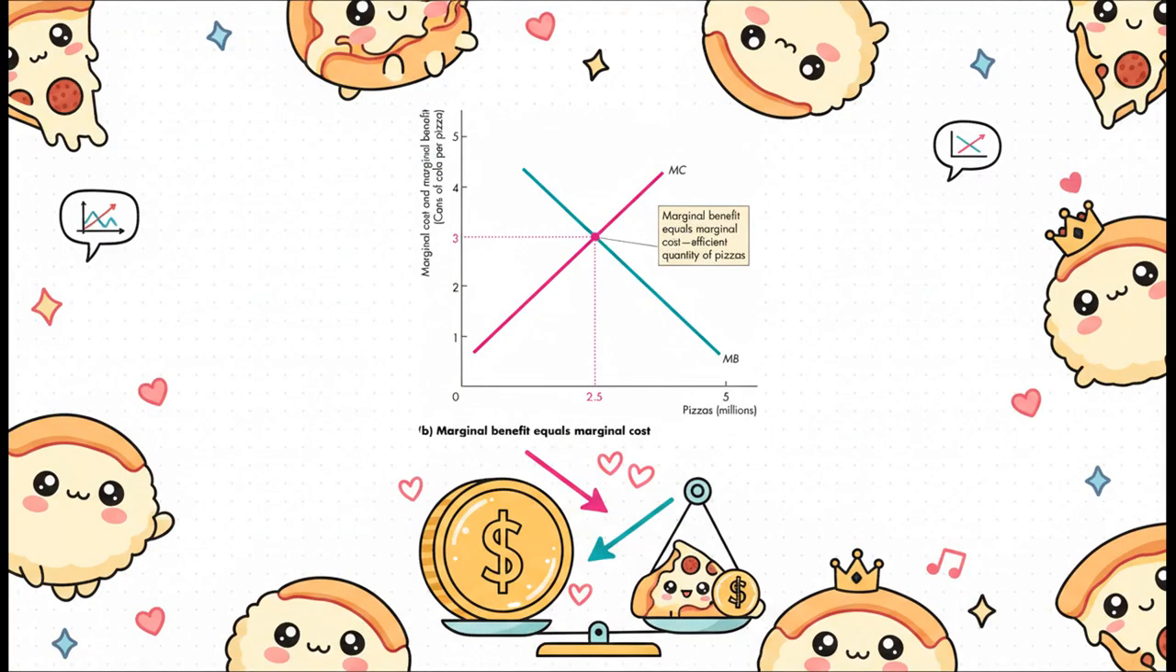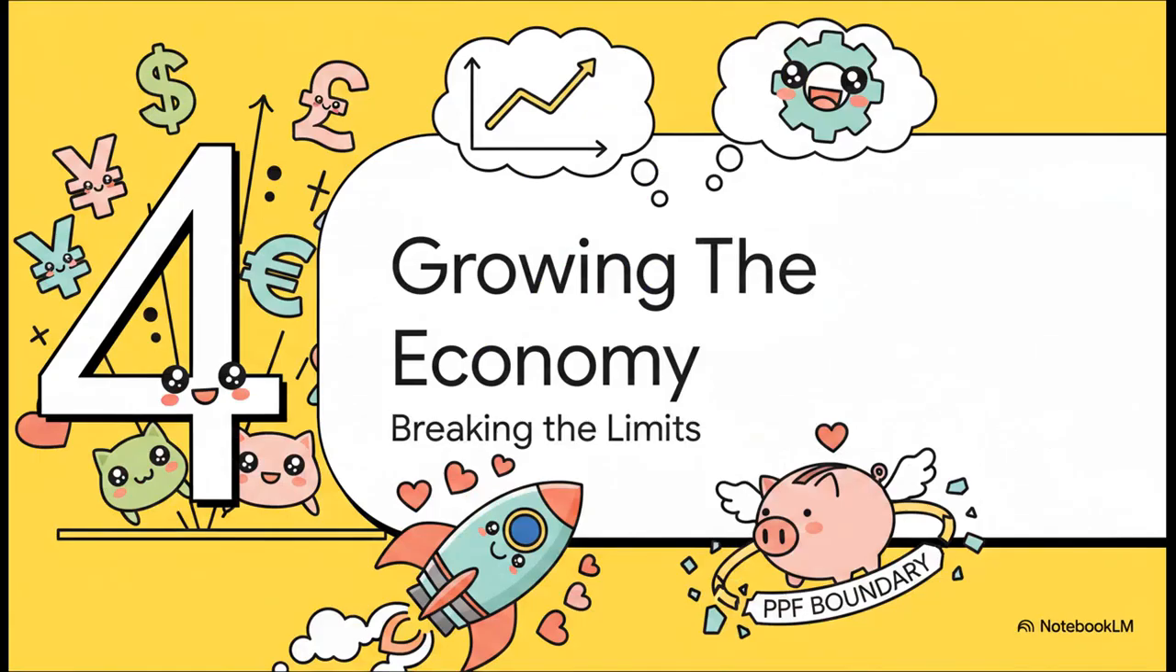So, this is the moment we've been building towards. How do we find that perfect point for society? We put our two new curves together. The spot where they cross, where marginal benefit equals marginal cost, that's it. That's our holy grail, allocative efficiency. It's the one point on the PPF where we are producing the exact mix of goods and services that society values most.